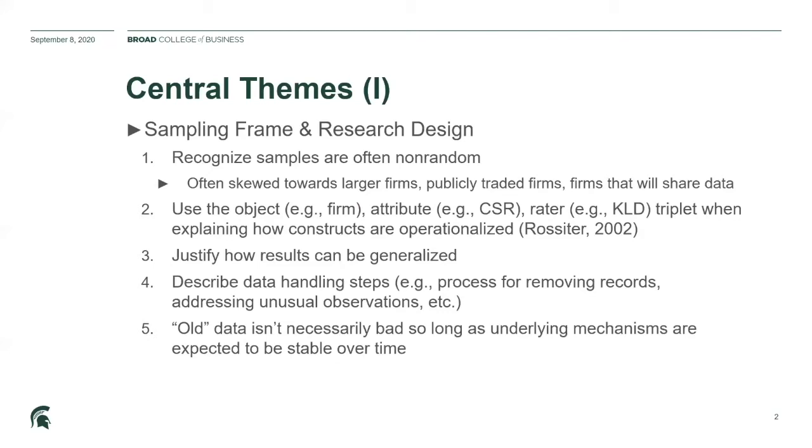Another theme is that with archival data, it can take a long time for it to be cleaned and released. That means the data may have the appearance of being old. We're not worried about that so much, as long as the authors can make a strong case that the underlying mechanisms you're theorizing, which should bring about relationships, are stable over time. So with sample frame and research design, the key word is transparency on several different issues.